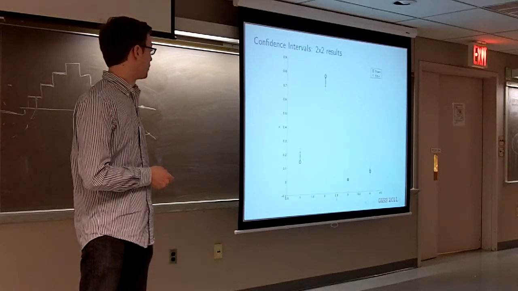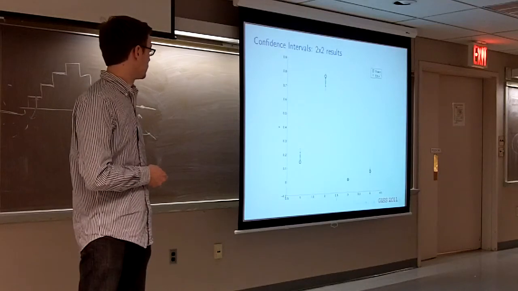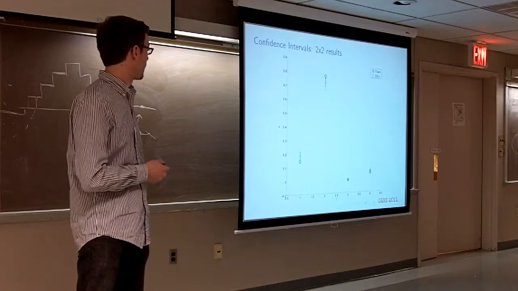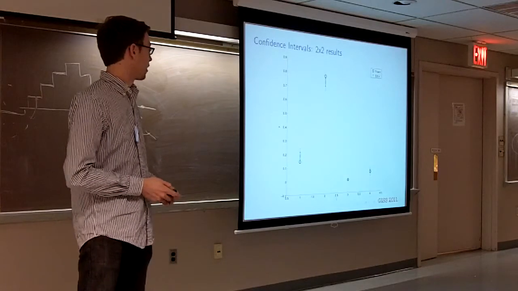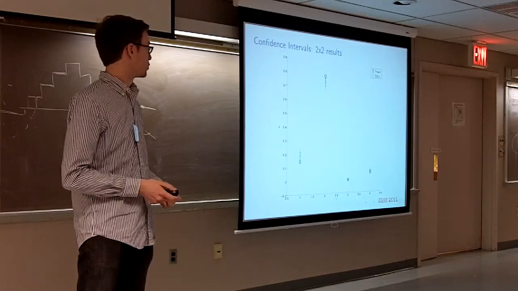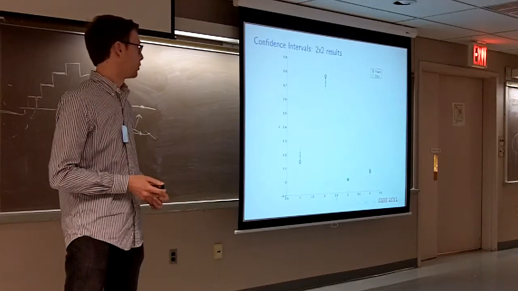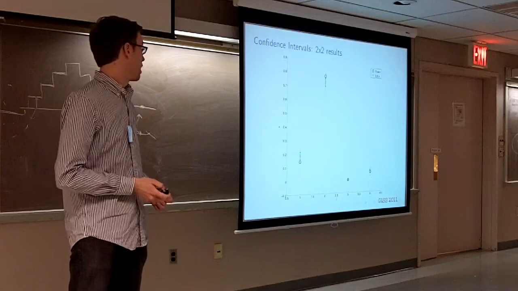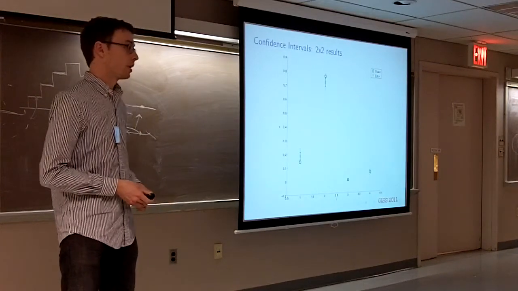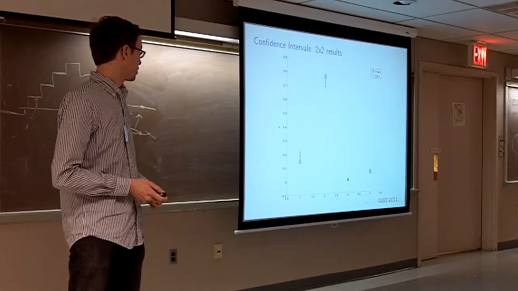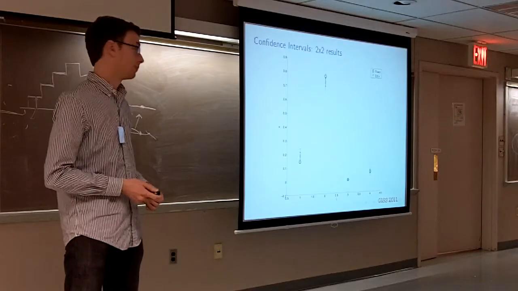This is a plot of one of the 2x2 results. Again, we have the true values of pi as the circles, the estimates as the crosses, and 1 and 2 standard deviation confidence intervals. You can see that the true and estimated values are very close, and the true value is always within 2 standard deviations. We also did n out of n bootstrapping and got essentially the same results at a 95% confidence level.